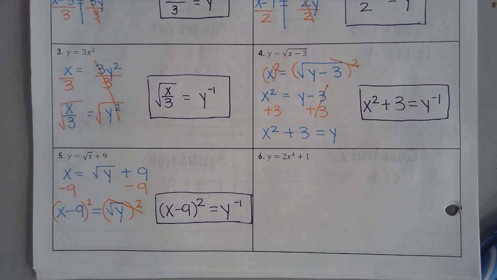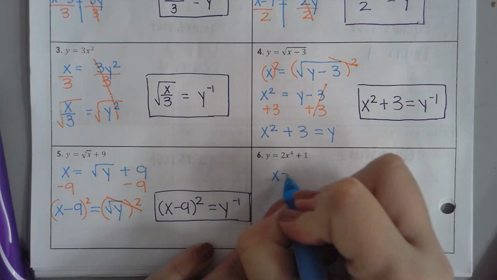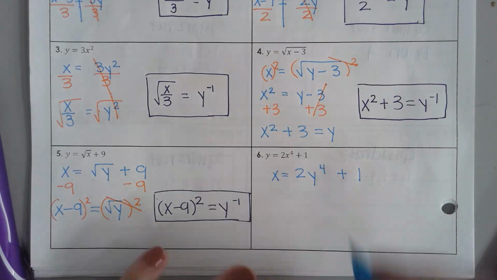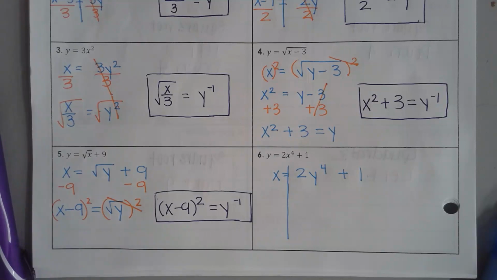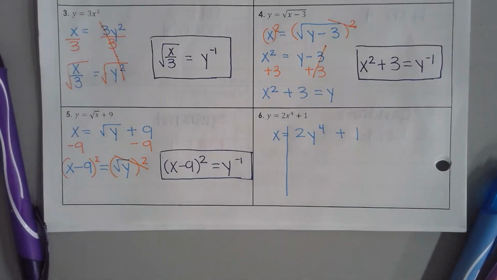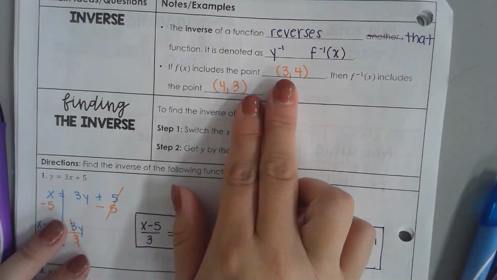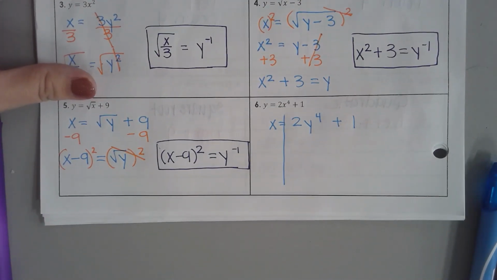Alright, number 6. Go ahead and rewrite it, but switch your x and y. That's always the first step in finding the inverse, because in a function and its inverse, the x's and y's are flipped, like I showed you in this example up here. Wait, never mind. The x's and y's are flipped. I thought you meant like switch it up. Turn those two around. Okay.